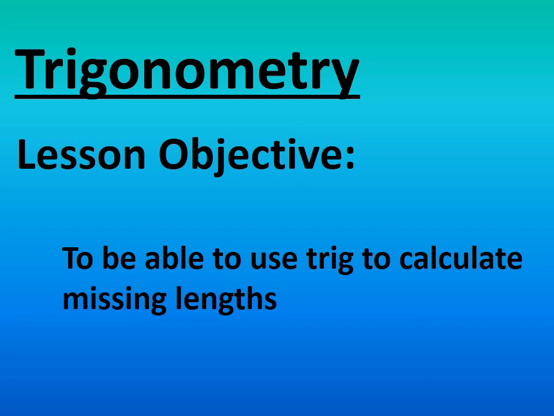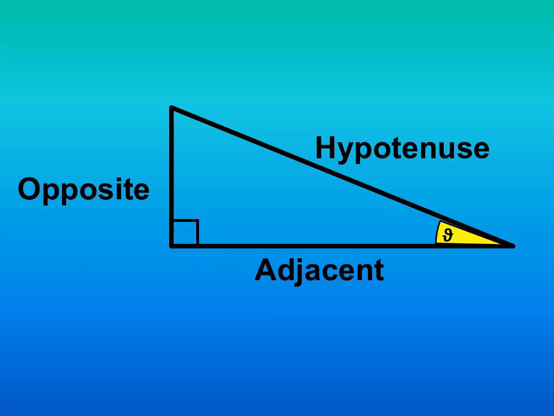Right, welcome to your first lesson on trigonometry. So hopefully you've done Pythagoras by now. Now we're on trigonometry. We're looking at right angle triangles still, but we can work out missing lengths using angles. Before we can do that, we need to look at how to label the sides of a right angle triangle.